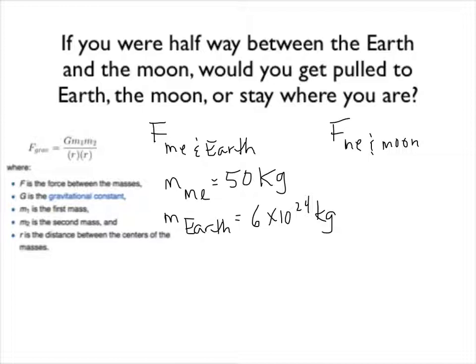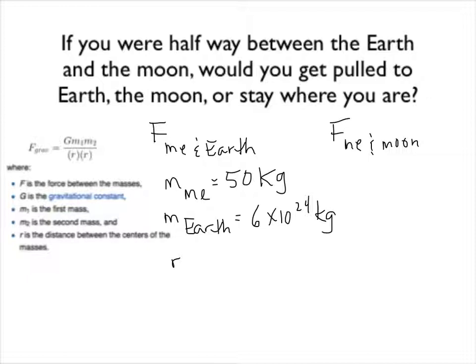And then we've got the distance between. Well, we're going to come back to that in just a second. Since we're just going to do a qualitative comparison of these two, we don't really need to know that value, and I'll explain why in just a second.